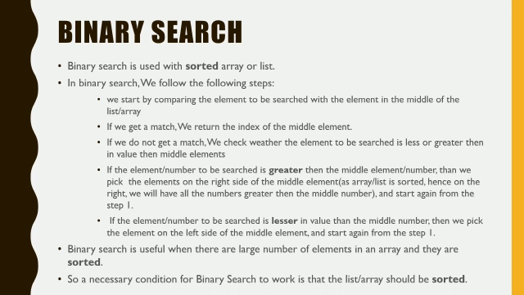If our item is greater than the value of mid, then our item may be in the right half and we start again from step number 1. If our item is less than the value of mid, then our item may be in the left half and again we start from step number 1. Binary search is useful when there are a large number of elements in an array and they are sorted. So a necessary condition for binary search is that the array or the list must be sorted.